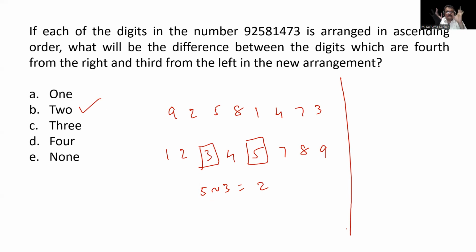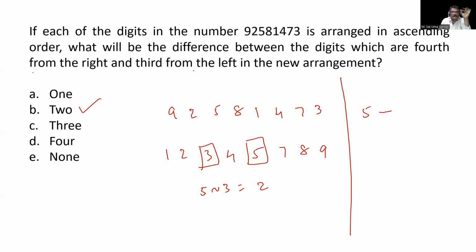Now, without writing the ascending order, what do we require? The difference between the fourth from the right and the third from the left. If you write all the digits in ascending order, the rightmost digit is 9, that is first. 8 is the second, 7 is the third. What is the fourth? That is equal to 5. Just observe carefully, you will get the answer.